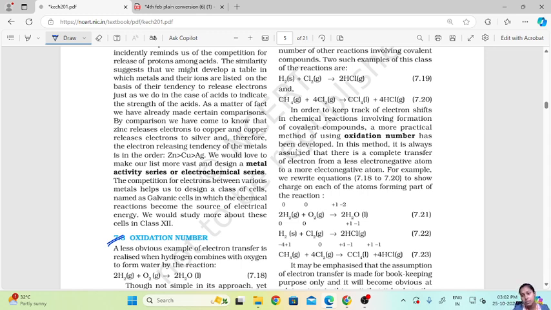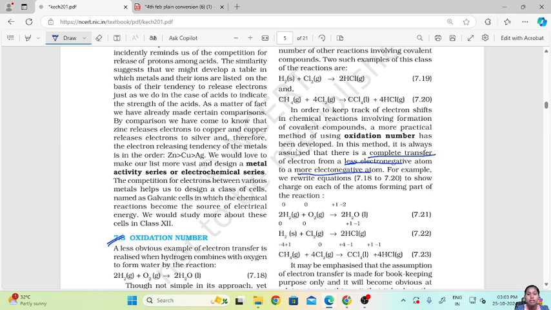In this method, it is always assumed that there is a complete transfer of electron from a less electronegative atom to a more electronegative atom.